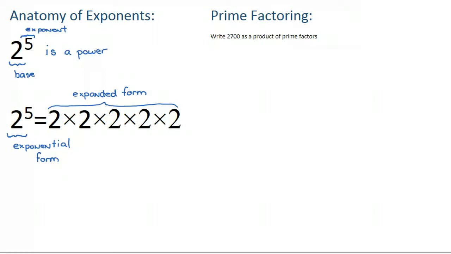So somewhere where powers are useful is when we're writing out a number as the product of its prime factors. So let's take this example here. We want to write 2700 as a product of prime factors. To do this, we can use what's called a factor tree. To find out what 2700 is as a product of prime factors, we find all the factors that are prime, and we just work through it systematically.